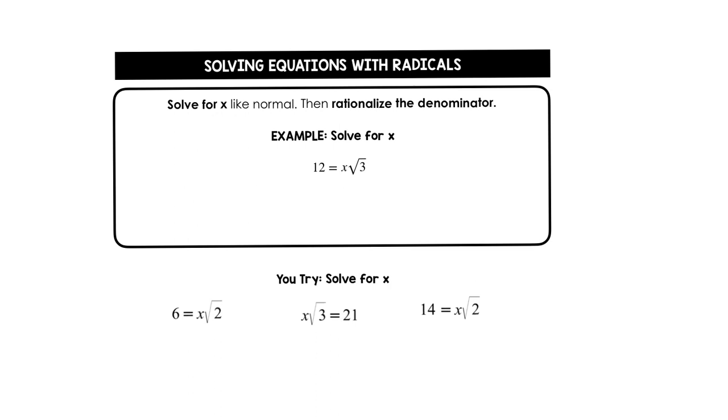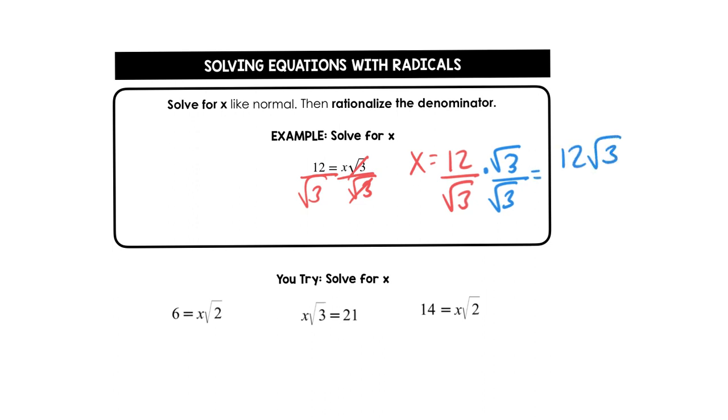So we want to divide by root 3 over root 3 here. So we get x equals 12 over root 3. We can't leave that root 3 on the bottom, so we have to rationalize it. So multiply by root 3 over root 3. So on the top, multiply straight across, we get 12 root 3. On the bottom, we have root 3 times root 3, which is root 9, but the square root of 9 is 3. So we have this.